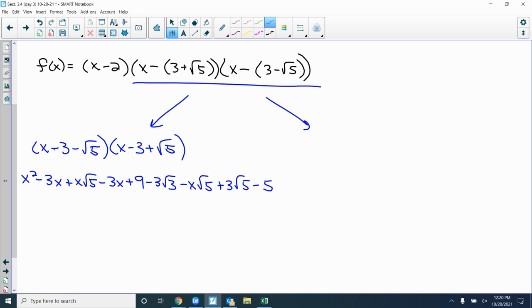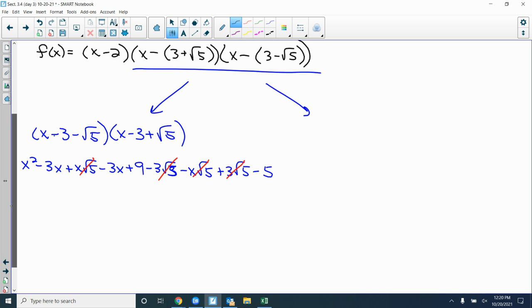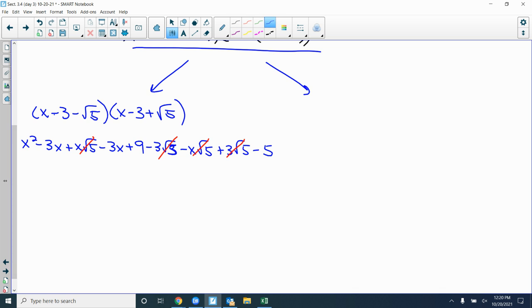Now, if you've done everything right, what happens to everything with a radical 5? Cancels. Okay, so if you do everything right, that's what should happen. So you got x square root of 5 and negative x square root of 5. I actually wrote it as a 3. Minus 3 square root of 5 plus 3 square root of 5. So when we're done with that whole thing, I get x squared minus 6x plus 4.